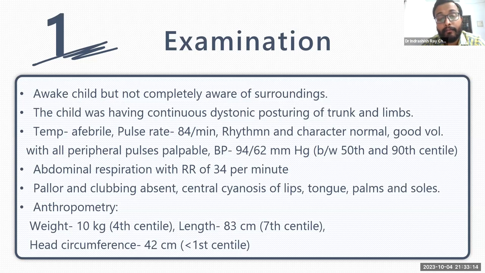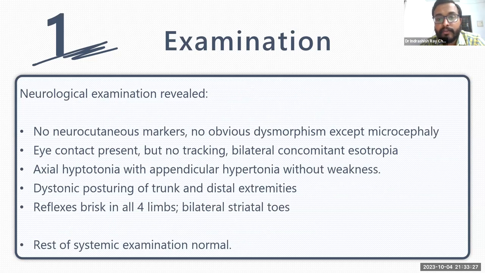Regarding the head size, when we looked back at the previous medical records, the head circumference had a decline over the age. Neurological examination revealed no neurocutaneous markers, no obvious dysmorphism except a receding forehead that is suggestive of microcephaly. Eye contact was present, but no tracking, bilateral esotropia was there. Axial hypotonia with appendicular hypertonia without weakness was present. Dystonic posturing of trunk and the distal extremities was present. Reflexes were brisk in all four limbs, and there was bilateral striatal toe. Rest of the systemic examination was normal.